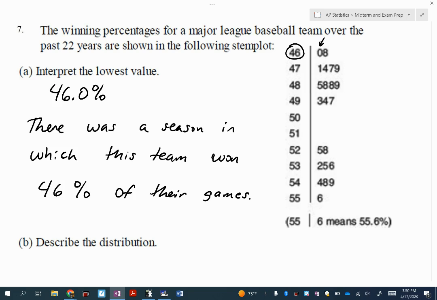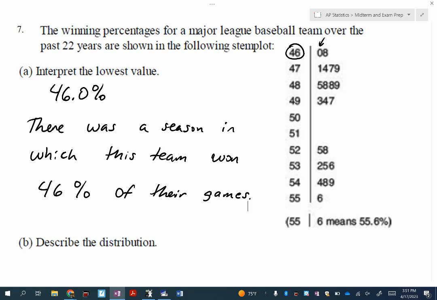Now, letter B is probably the most important one that I want to talk about with this question. It says describe the distribution. And again, I would encourage you to watch number 6 because number 6 has a dot plot. This is another stem plot, but really histograms, dot plots, stem plots, box plots, these are all for quantitative variables.